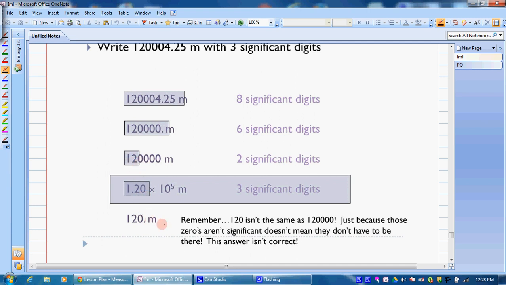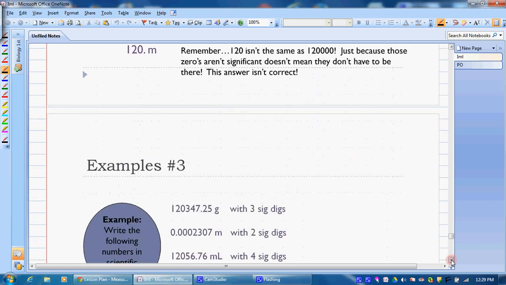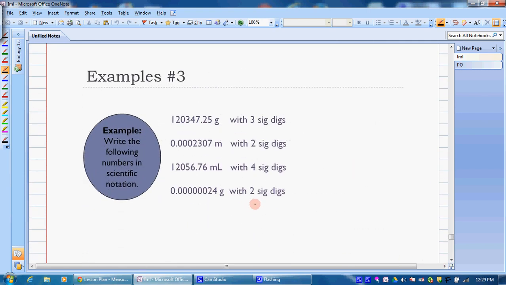So this is a great way to change numbers. Again, remember though that 120 is not the same as 120,000. Just because there's significant doesn't mean that you drop everything off. Here we've got 120,000. Only these two numbers are significant. Here we've got 1.20 times 10 to the 5th. Now we have 3 significant figures, but this is still the same number. We just have more digits that were measured. So write the following numbers in scientific notation. Pause your video, write them out, and then check your answers.